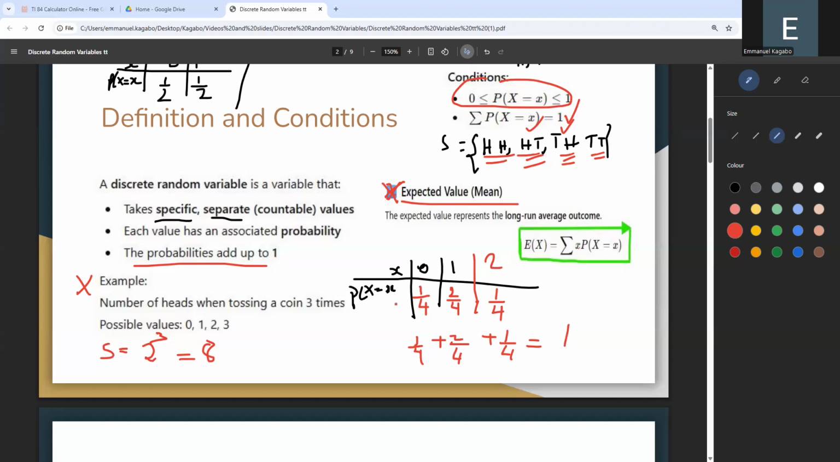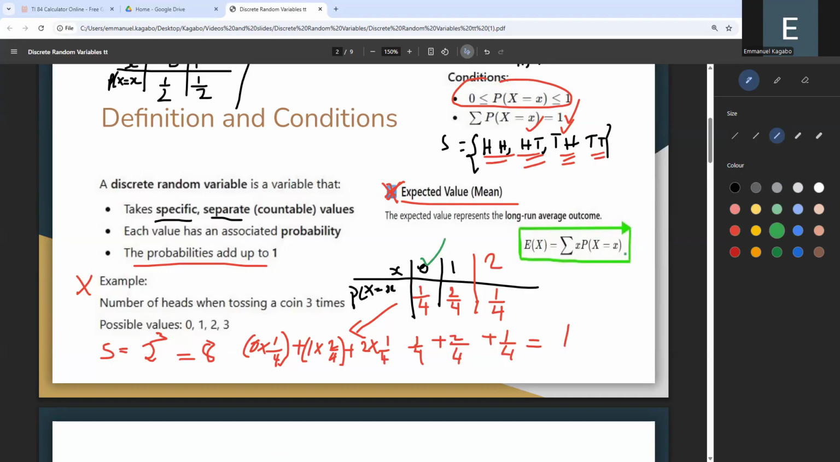For instance, should I do it here, guys? Just see. If I want to get the expected value, what do I expect? The mean. If I have tossed a coin 2 times and I have such a probability table, what do I expect on average to get? That will be 0 times 1/4 plus 1 times 2/4 plus 2 times 1/4. I hope you understand what I'm talking about.